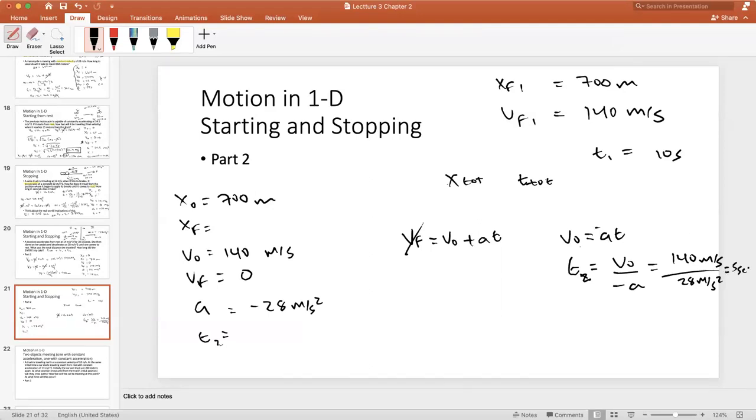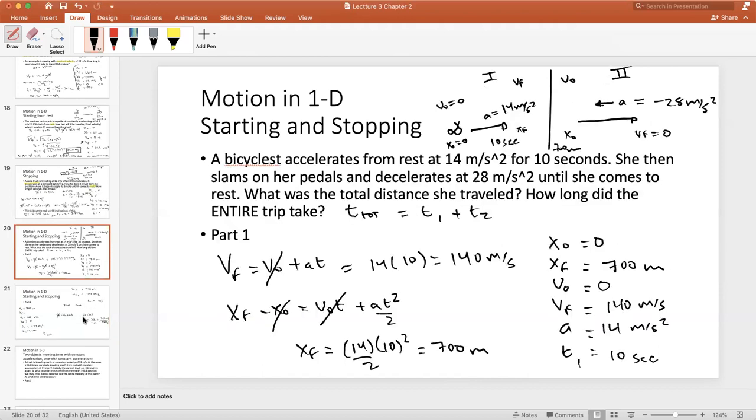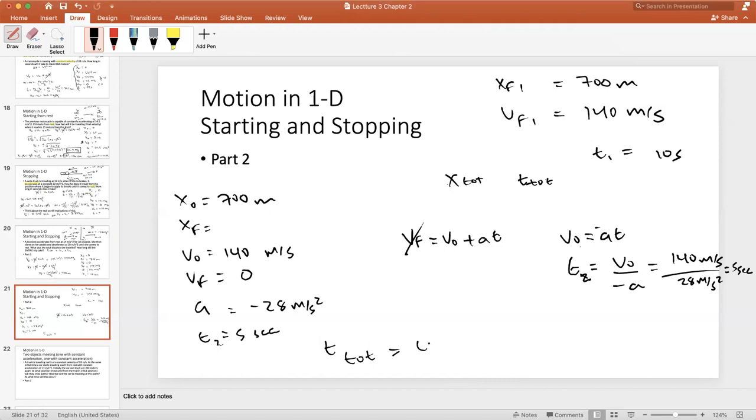So what is our total time? What was it for part one? 10 seconds? So our total time is t1 plus t2, which is 10 plus 5, which is 15 seconds. The entire thing took her 15 seconds. And what will her final distance be? And here you can do it any number of ways.